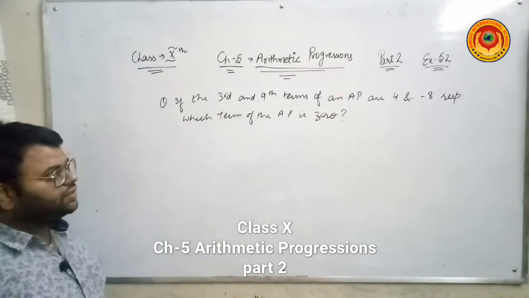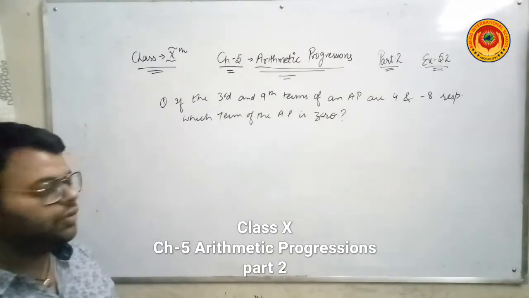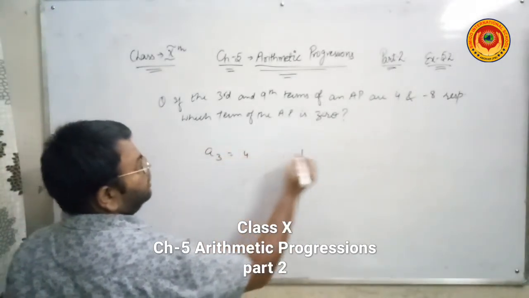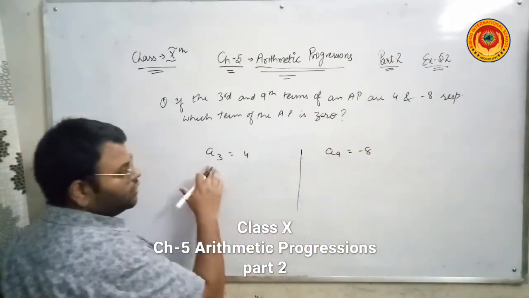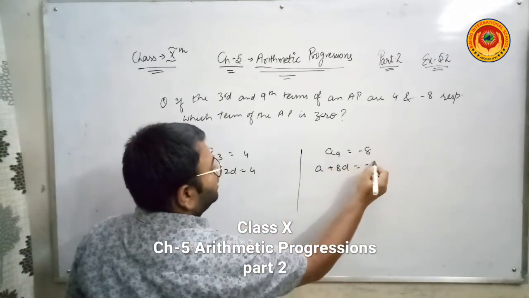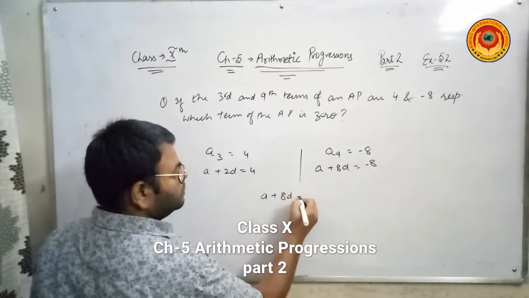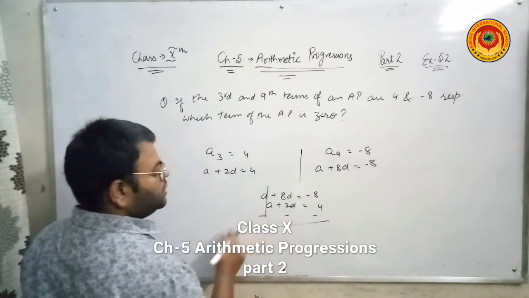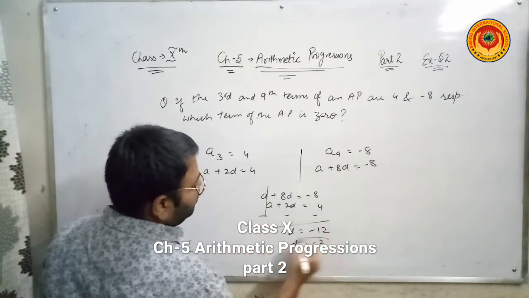Now the next question. If the third and ninth terms of the AP are 4 and minus 8 respectively, which term of the AP is 0? Yes, what have they given? The third term of the AP is 4 and the ninth term is minus 8. That means a3 is 4, a9 is minus 8. What's the formula for a3? a plus 2d. This is a plus 8d. Now you have two equations, just subtract both. Plus a and minus a cancel out. 8 minus 2 is 6d, equals minus 12. So d is minus 2.